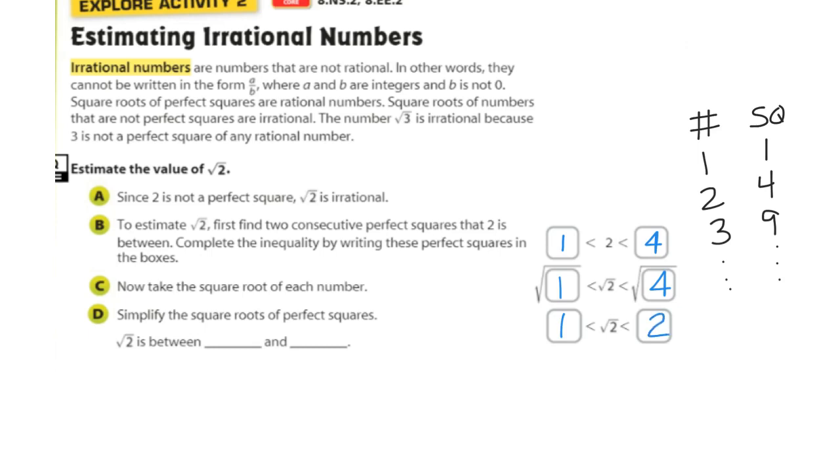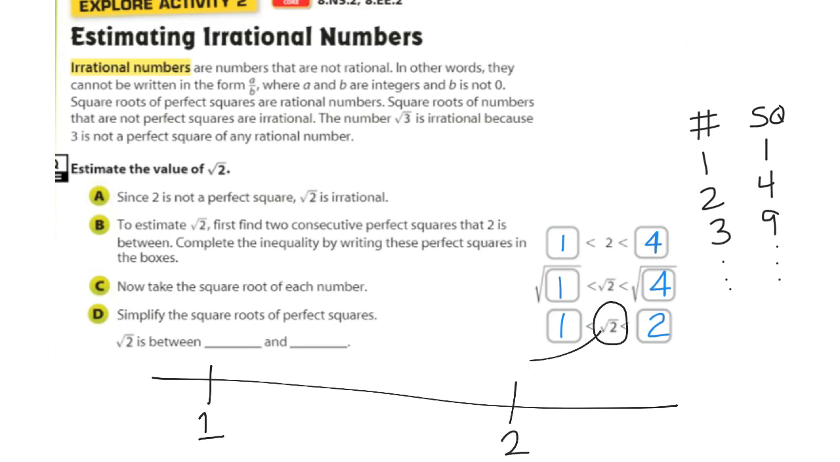So I don't know exactly what the square root of 2 is, but it falls between the number 1 and the number 2. So on a number line, I know it's not the best, but if you had this number line, the square root of 2 falls someplace in here. So we know the square root of 2 is between 1 and 2.